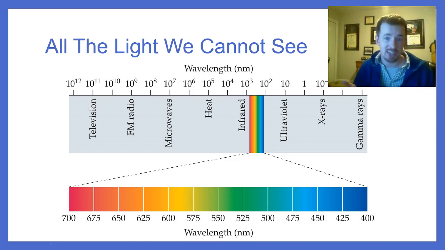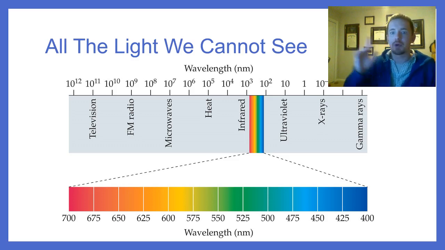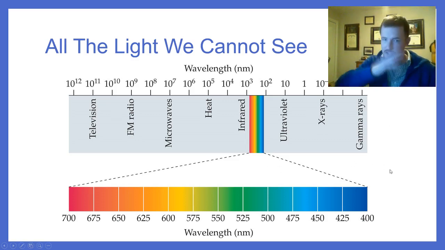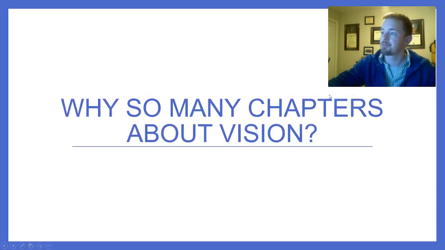Most of it we actually can't see, which is probably for the best, right? That we can't see radio waves and television waves constantly interfering with what we see on a day-to-day basis. We wouldn't be able to drive because there would be so much stuff in our visual field. So keep in mind that when we talk about vision, when we talk about light, we're really talking about this very narrow strip of reality.